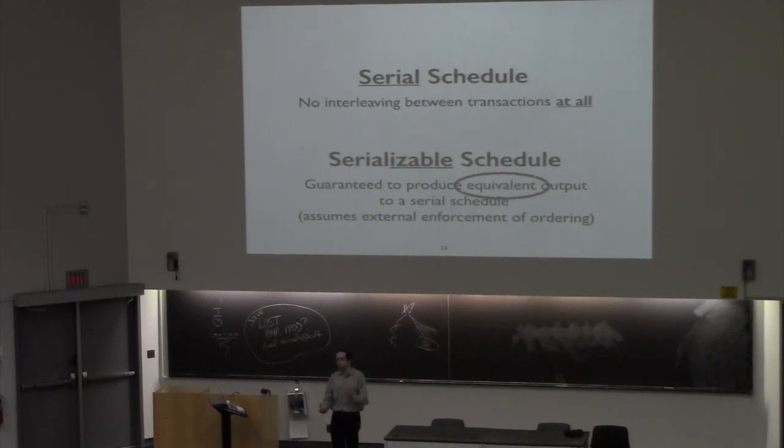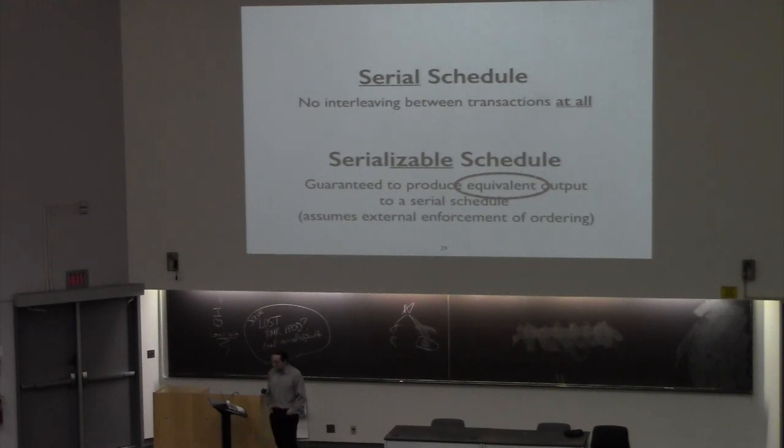Now, there is some hand-waving going on here, because if we're going to be talking about schedules in terms of outputs, how do we get that output? Typically, if we're trying to determine equivalence based on outputs, we're going to actually have to run the schedule in its entirety. You can determine equivalence in a couple of other ways, but essentially what we're trying to do here is, maybe not quite solve the halting problem, but comparing outputs is a very difficult thing to do.